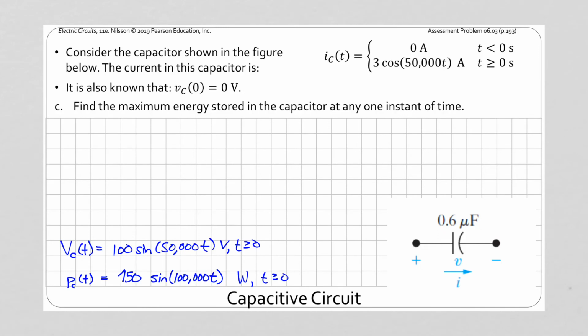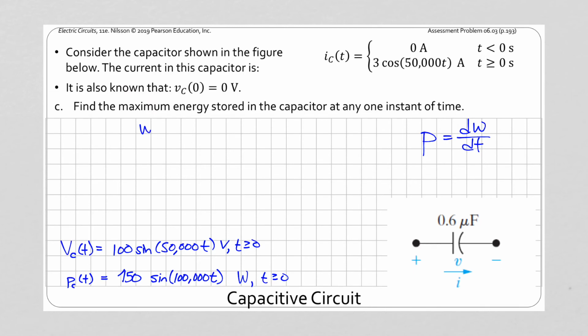The last part of this problem, we're asked to find the maximum energy stored in the capacitor at any instant in time. We know the current, we know the voltage, and we know the power. We said that the power is the time rate of change of the energy in the capacitor, and so we saw how we could integrate the power to find the energy stored in the capacitor. That said, we would have to try to integrate this function, and then we'd have to maximize the energy, and that would be very complicated. If we're looking for the maximum energy, we've already done the work.